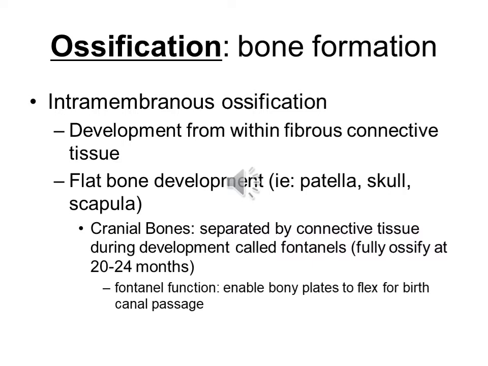So intramembranous ossification is a very different process. We're talking about bone that develops from within fibrous connective tissue. Really, we're dealing with flat bone development, things like sesamoids that develop in tendons, so your patella, skull, scapula. All of the cranial bones are separated by connective tissue membranes during development. Your membranes are called fontanelles. Ossification of these occurs at 20 to 24 months when sutures form between the skull bones.